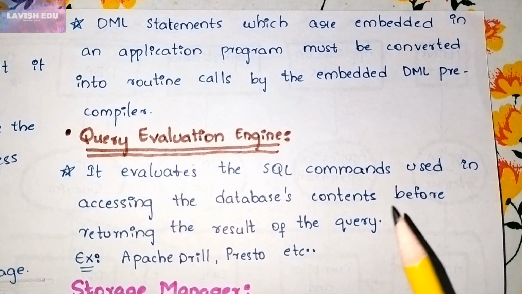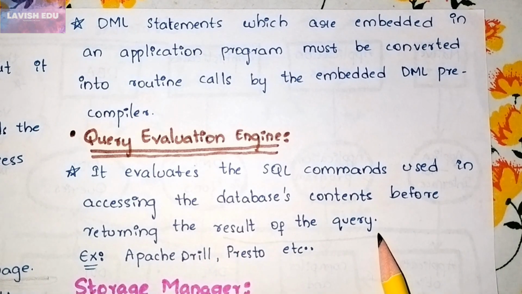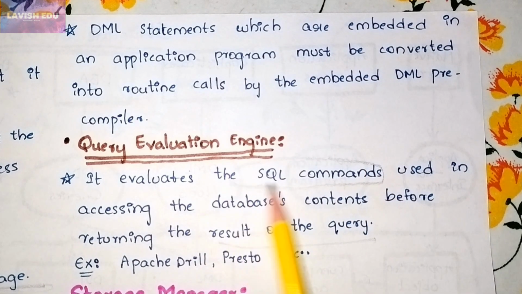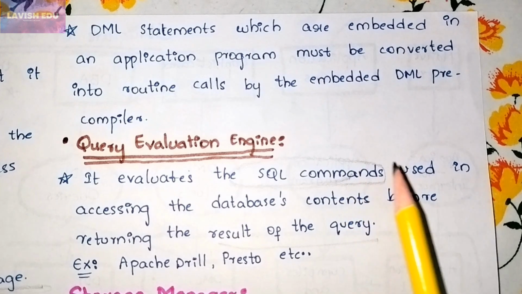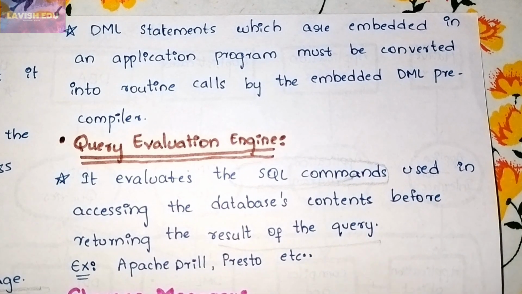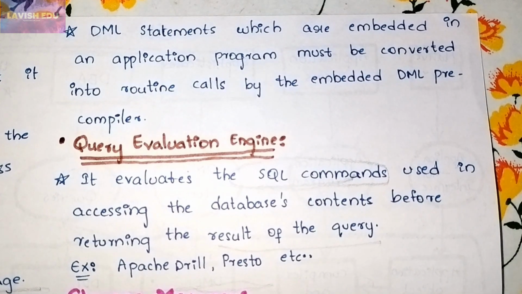It evaluates the SQL commands used in accessing the data content before returning the result of the query. So before returning the overall result of the query, it will access all the SQL commands present in the query processor. Then it will return the value which is to be used by the storage manager. Query evaluation engines include Apache Drill and Presto, etc. These are some of the query evaluation engines.